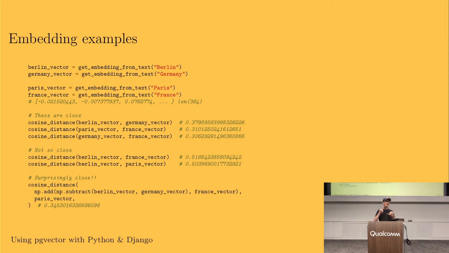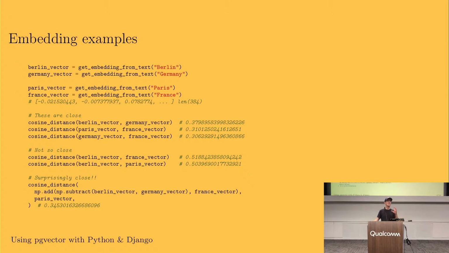And in this example, they get a vector for Berlin, a vector for Germany, a vector for Paris, and a vector for France. You'll notice that the Paris and France vectors and the Berlin and Germany vectors are somewhat close. Even the Germany and France vectors are somewhat close. Those are neighboring countries. But if you try to compare Berlin to France, or Paris to Berlin, they're not as close. They're further away in this multidimensional vector space.